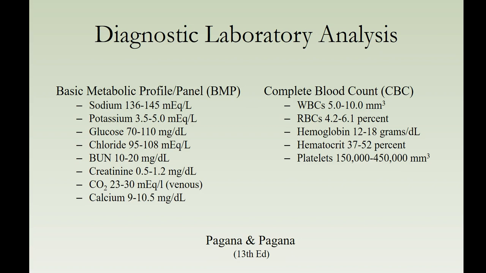We look more at hemoglobin than we do the hematocrit because the hemoglobin is what gives us our oxygen carrying capacity. God bless you. Hematocrit, 37 to 52, and then platelets, 150 to 450.